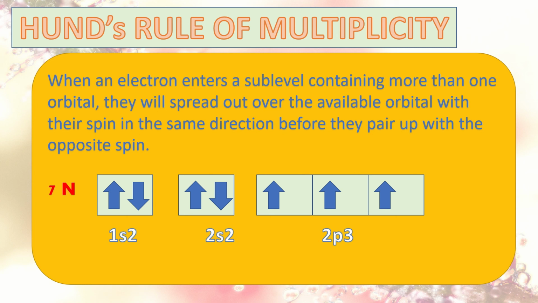According to Hund's rule, the spin, or arrow, which is also the electron, will spread out over the available orbitals before pairing up if necessary. So as you can see in the 2p3 in the example, the spins inside the boxes are spread out. So each box has only one spin or one arrow.